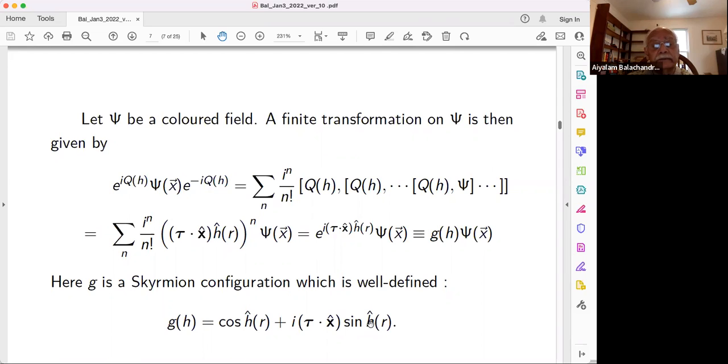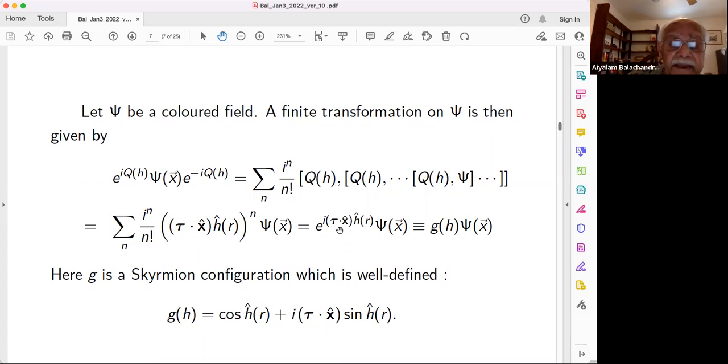Now let me see what it does to a colored field. A finite transformation will be given by the conjugation of psi in this way. So I expand this equation out in a power series and evaluate it term by term, and you see that the right hand side is equal to this expression here. But I can sum up the series and you get this. So this exponential, i tau dot x hat h of r, let me call it g of h. It depends on this choice of h, and it can be evaluated explicitly because tau dot x hat squared is 1, and you find that g of h is exactly the Skyrmion configuration. Nothing more than the Skyrmion configuration.